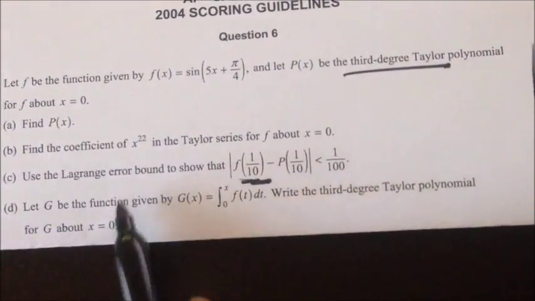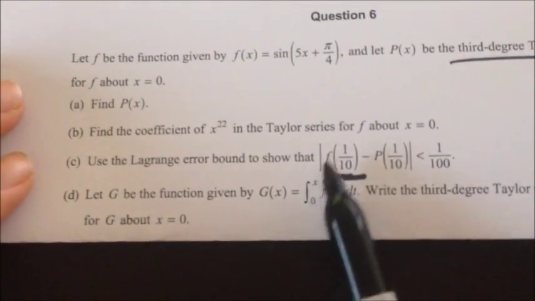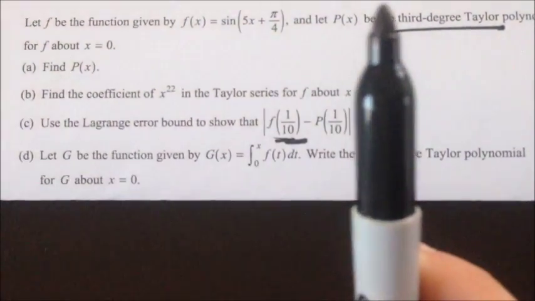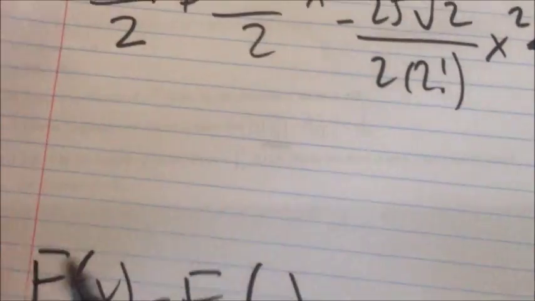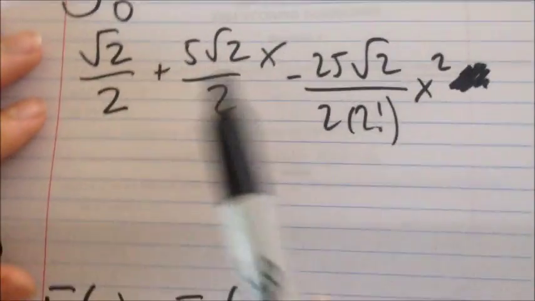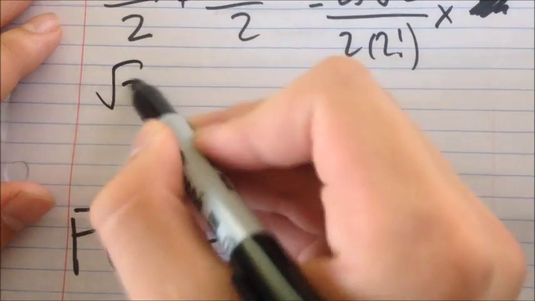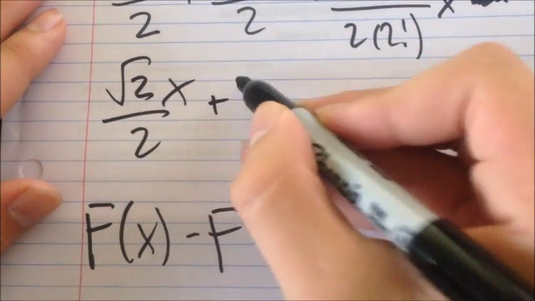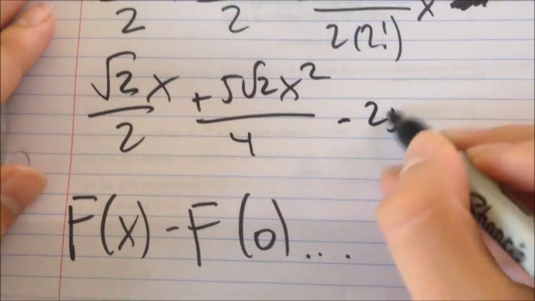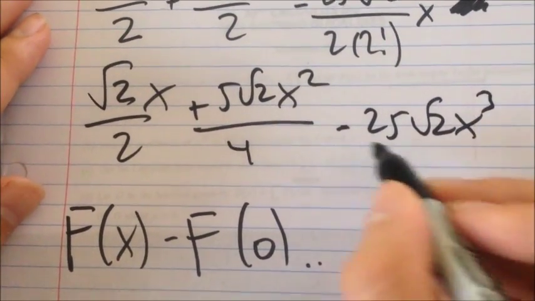Finally, the last part is: let g be the function given by g of x equals the integral from 0 to x of f of t. Write the third degree Taylor polynomial for g about x equals 0. So I wrote back the p of x. This is all we're going to need. And I'll just do a quick antiderivative. Again, antiderivatives of Taylor polynomials are very simple, because they're all polynomials.